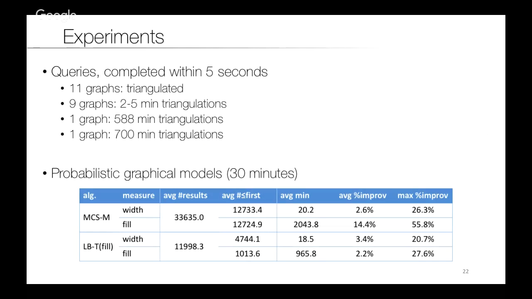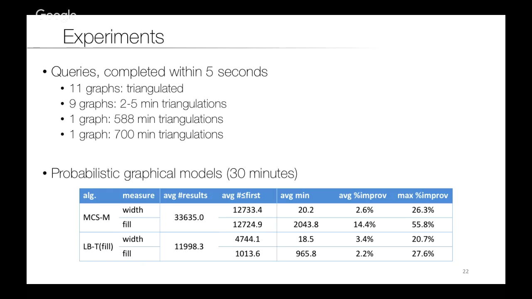And this is for the larger graphs. So these are graphs from the probabilistic graphical models, and these are aggregated results. So here it's aggregated among all the graphs that the run didn't finish in 30 minutes. So what does it mean? Let's look at the first row here. What happened when we used maximal cardinality search as the method, and we're interested in the width as the measure. So we got 30,000 results on average. About a third of them had width which is at least as good as the first result.